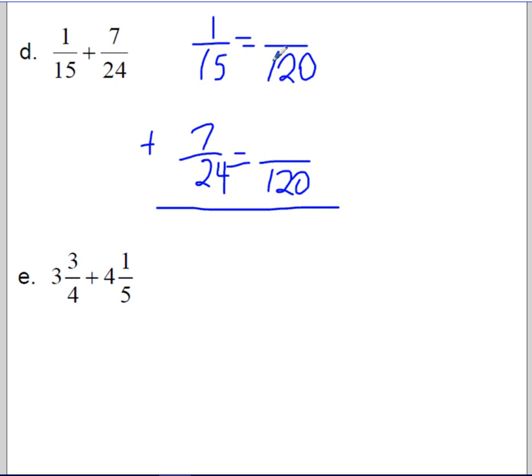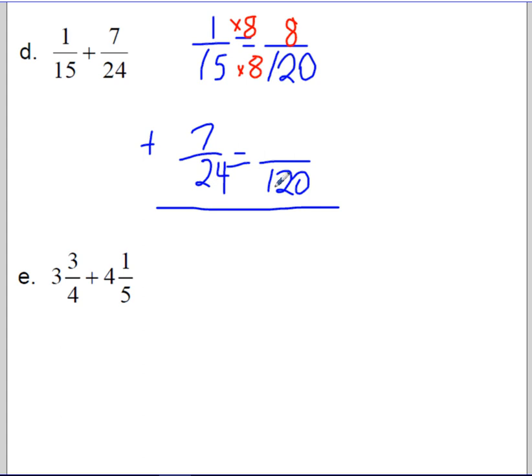So if we divide 120 by 15, we get 8. So it's 15 times 8 to get 120. So we need to do 1 times 8 to get our new numerator of 8. So 1/15 is equal to 8/120.